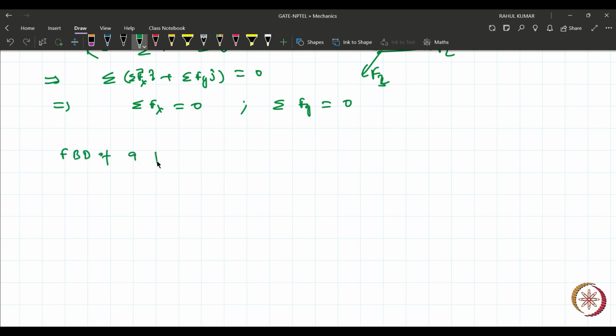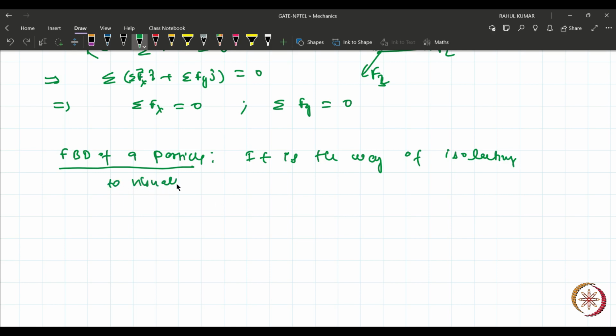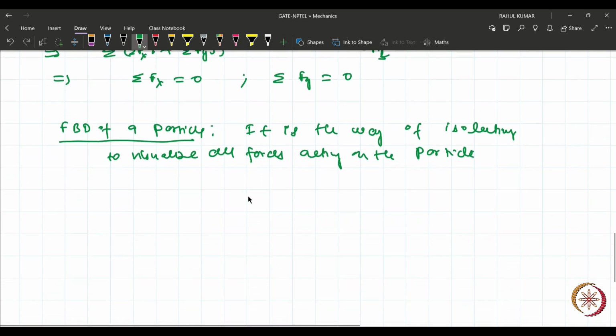FBD of a particle. What is the definition? It is the way of isolating to visualize all forces acting on the particle. Sorry for my writing, actually my writing is very bad. So this is the FBD.